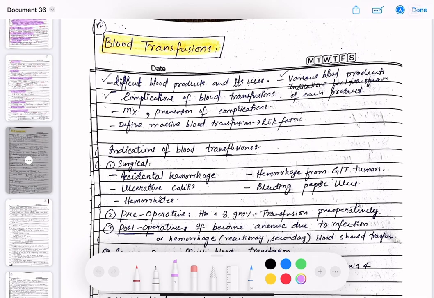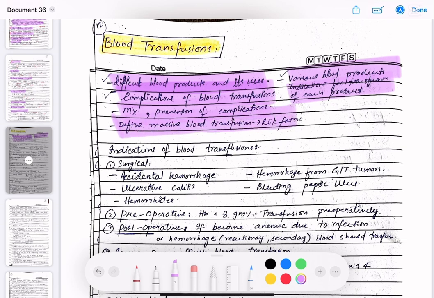Okay, so let's revise the blood transfusion. The important things that we should learn in blood transfusions are the different blood products and their uses, various blood products, indications for transfusions of each product, the complications of blood transfusions, the management, the prevention of complications, and defining massive blood transfusion.